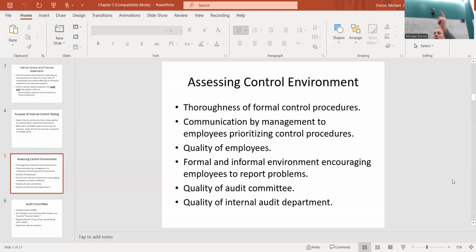Yes, we're going to get into that. Who can be on an audit committee? There are some rules. We're going to get to that. I forget when exactly, but we're going to get to that.